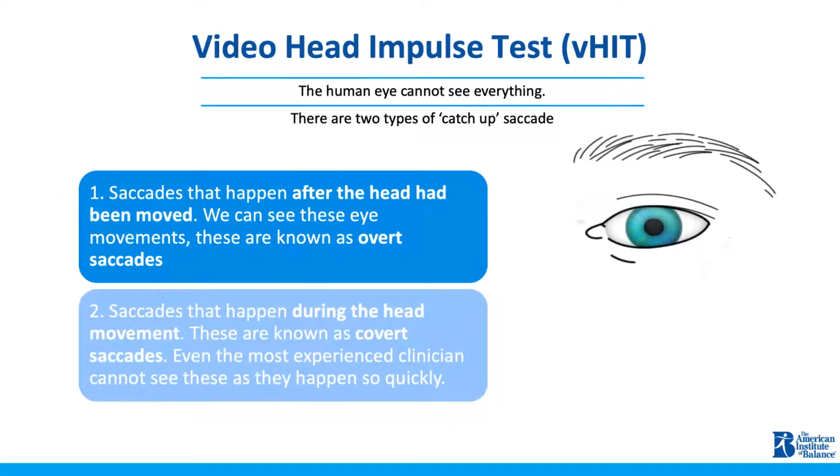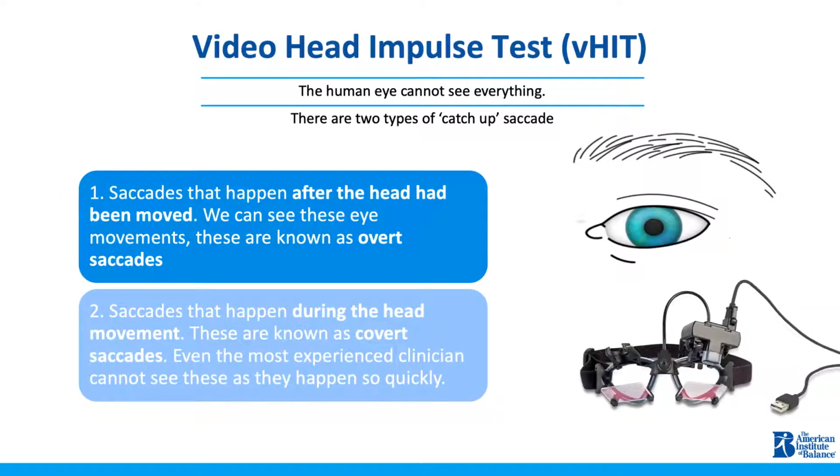So, taking a quick review of corrective saccades. Corrective saccades occur when the eyes miss or overshoot the target, and then the brain tells the eyes to jump back to look at the image that they originally intended to look at. So when we take a look at this slide and looking at bullet point number 1, number 1 is talking about overt saccades. These are saccades that we can see with the naked eye because they happen after the head movement. So if we do a bedside head impulse test, we can see these overt saccades.